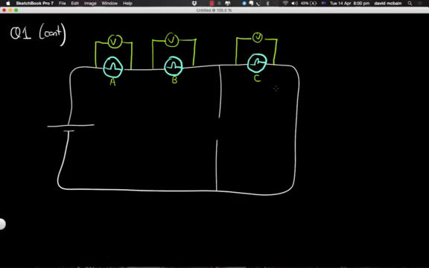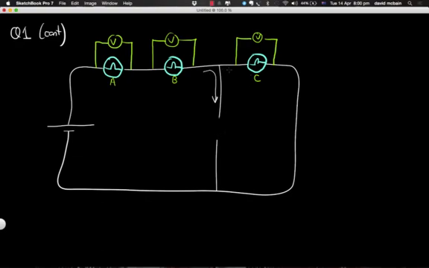Okay, we're now going to continue with question 1. The other parts of the question were, part B, what happens to the intensity of lamp C when this switch is closed? Well, remember, we discussed this in the previous section, if we close this switch, then all of the current will flow down this branch because there's no resistance.